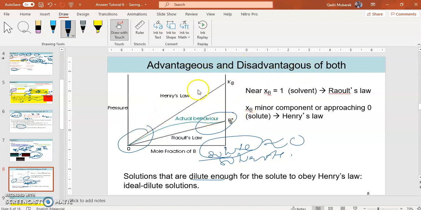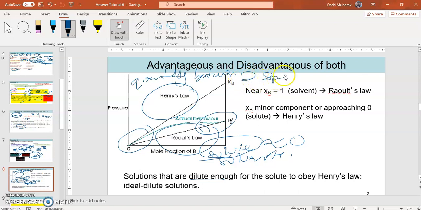So here is what we talk about regarding Henry's law and Raoult's law. These laws are about the quantity between two species. When the solvent is more, we can use this law. So it's all about that. The next question.